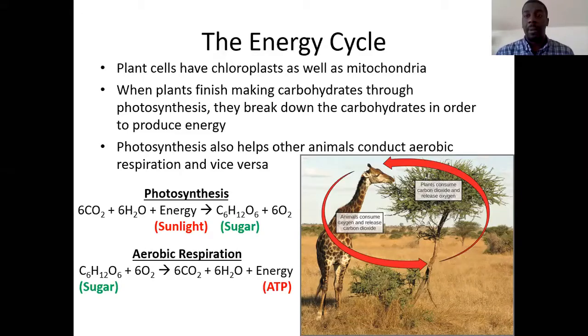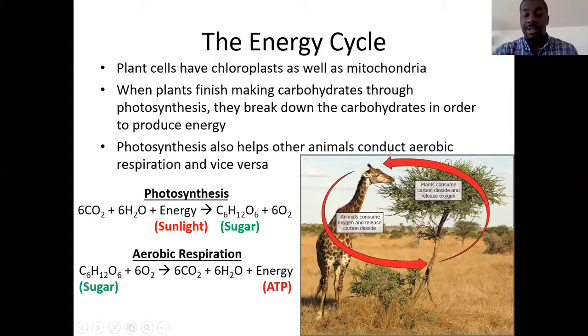This is why we talk about plants being able to produce their own food and their own energy, because all the energy is coming from photosynthesis, in the form of glucose. And then from there, they're able to funnel it into aerobic respiration and form large amounts of ATP very quickly.